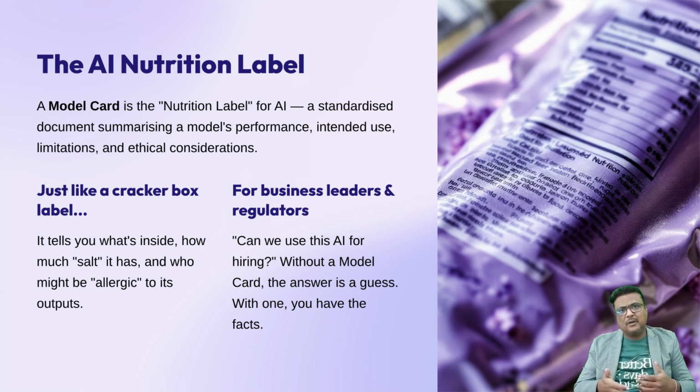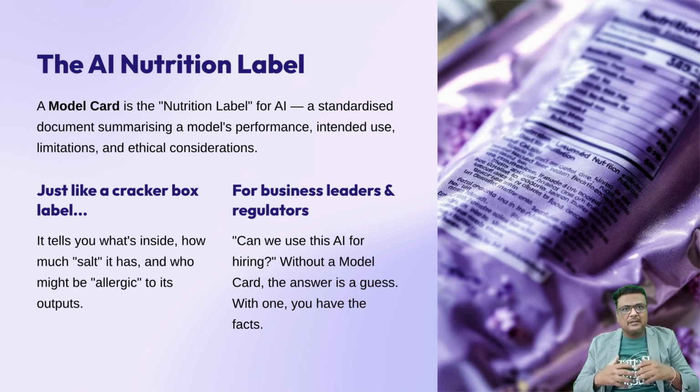Think about when you buy a box of crackers. The label tells you exactly what's inside, how much salt it has, and most importantly, if it contains peanuts that might trigger an allergy. A model card does the exact same thing for an AI model. It tells a business leader or a regulator exactly what went into the AI recipe and who might be allergic to its outputs. You've probably seen this at the office where a manager asks, "Can we use this AI for hiring?" Without a model card, the answer is just a guess. With one, you have the facts.